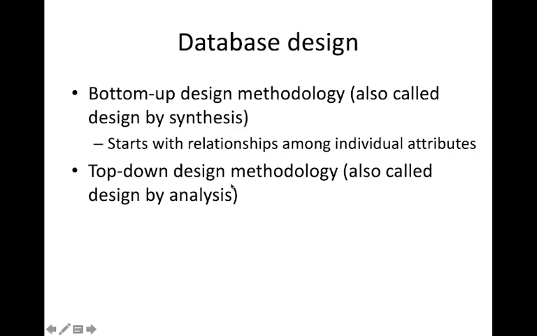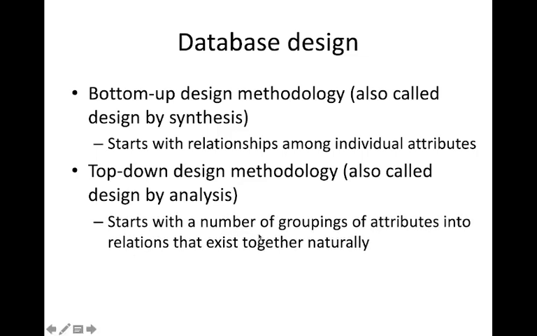It is also called design by analysis. Here we start with a number of groupings of attributes into relations that exist together naturally. That is, we have some basic relations or basic tables, we start from these, and then we try to design it properly. The relations are analyzed individually or collectively, and then we decompose them again so that some desirable properties are achieved. This is how we can do this design.